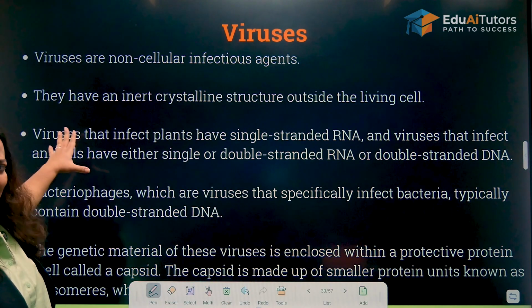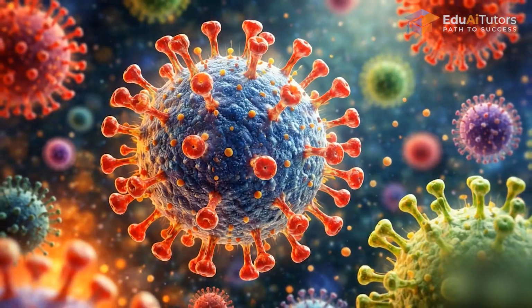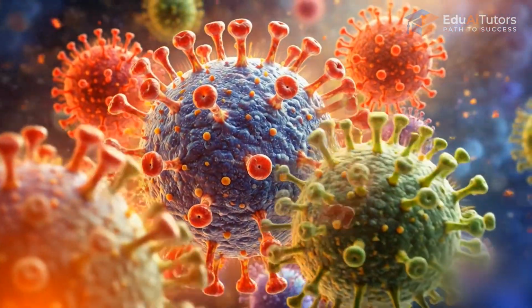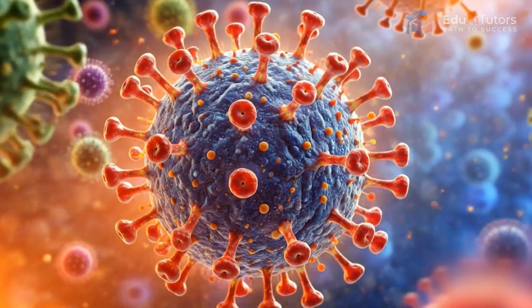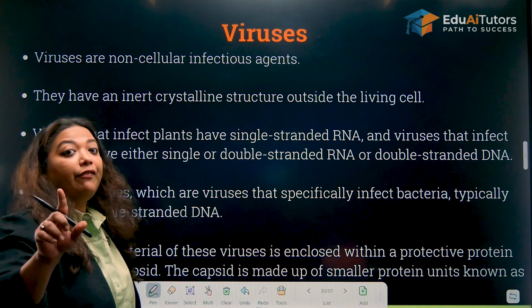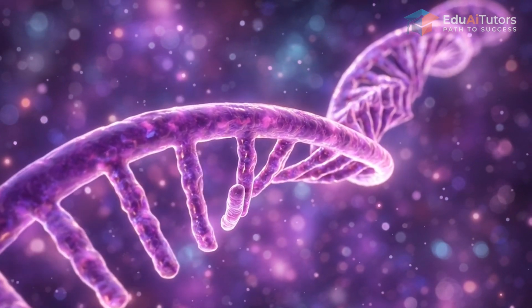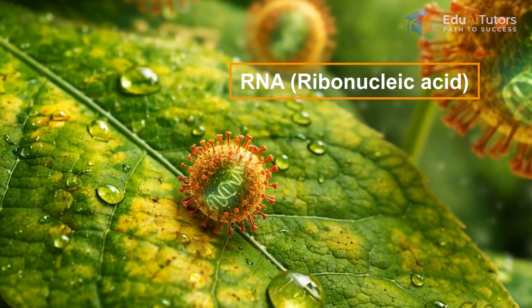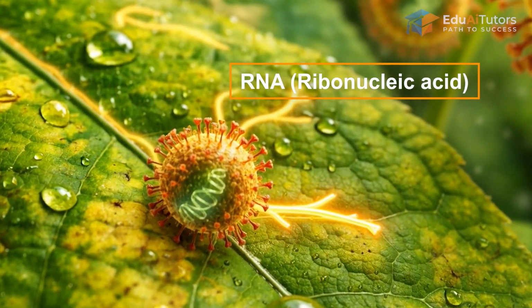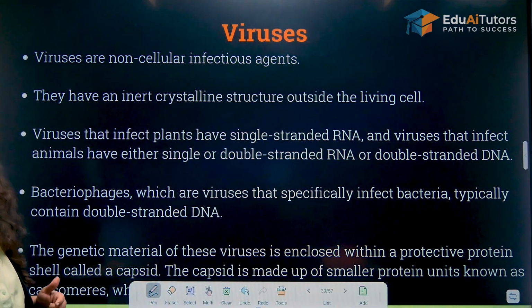When you take a look at the second statement here, they have an inert crystalline structure. Inert crystalline, which gets activated once they come in contact with a host cell. Further, these can infect plants, and the ones who infect plants happen to be single-stranded RNA. RNA, if you remember, ribonucleic acid. Now, these RNA strands are actually very difficult to get a cure for. We'll elaborate that as and how we progress through these sessions.